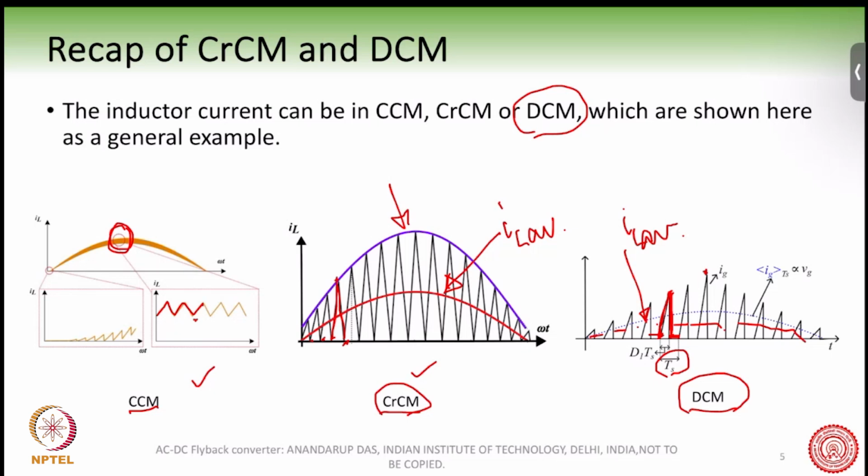Fine. The average current can also vary. As you can see here, average current can vary with time. We will talk about it a little bit later. Just to give you a concept of what is CCM, CRCM, and DCM, we have included this slide.